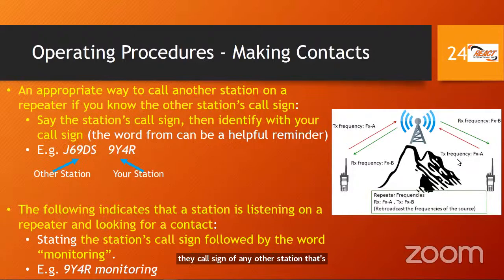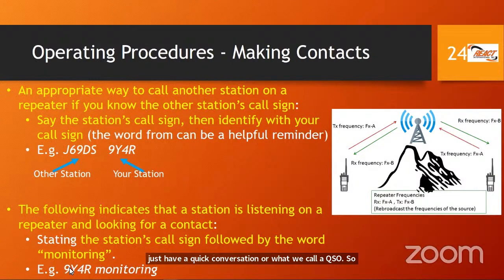So the way you do that is the following; this indicates that a station is listening on a repeater and looking for contact. What you do, you state the station's call sign, that is your call sign, followed by the word monitoring. So you can say 9 Yankee 4 Romeo monitoring. And oftentimes if someone is free, they may say, hey, okay, I've just heard that call sign. Let me get back to them, or let me just let them know I'm also monitoring, or just have a quick conversation, or what we call a QSO. So that's how we do it. And that's an exam question.